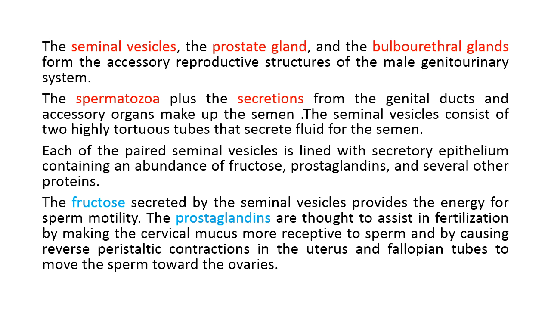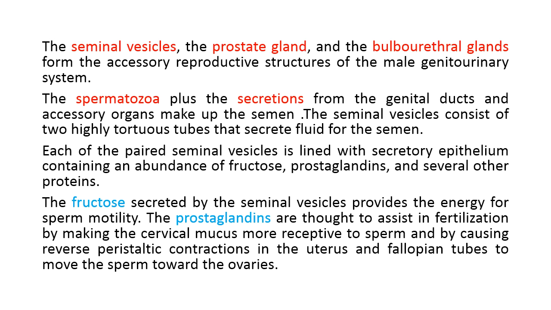The seminal vesicles consist of two highly tortuous tubes that secrete fluid for the semen. Each of the paired seminal vesicles is lined with secretory epithelium containing an abundance of fructose, prostaglandins, and several other proteins. What is the importance of these substances?